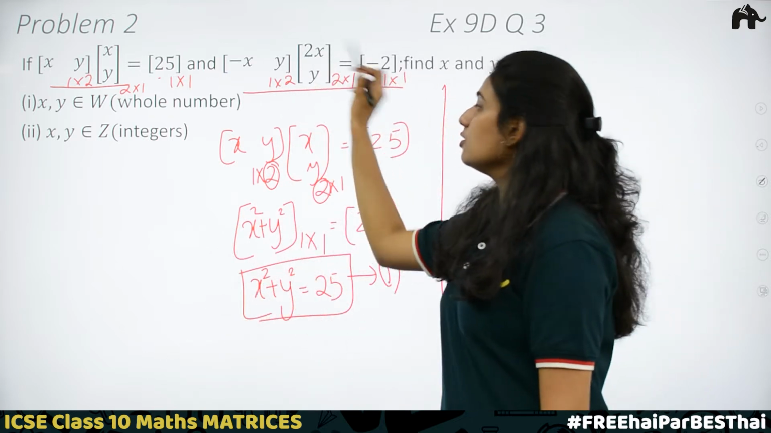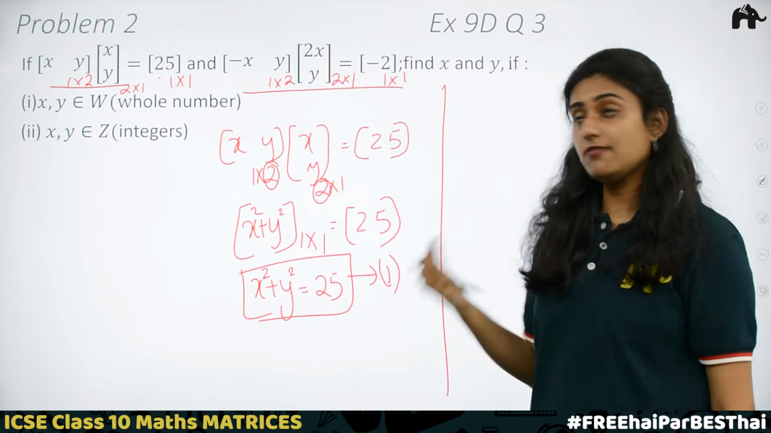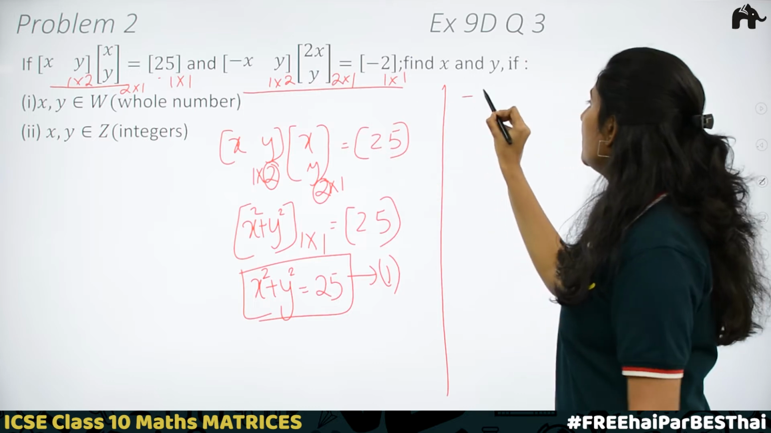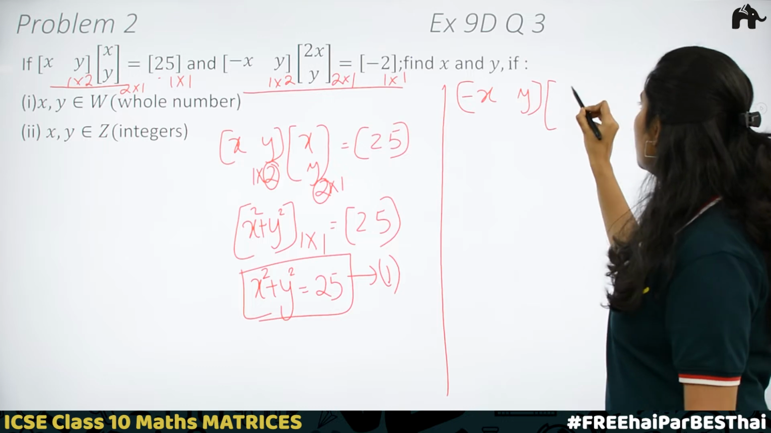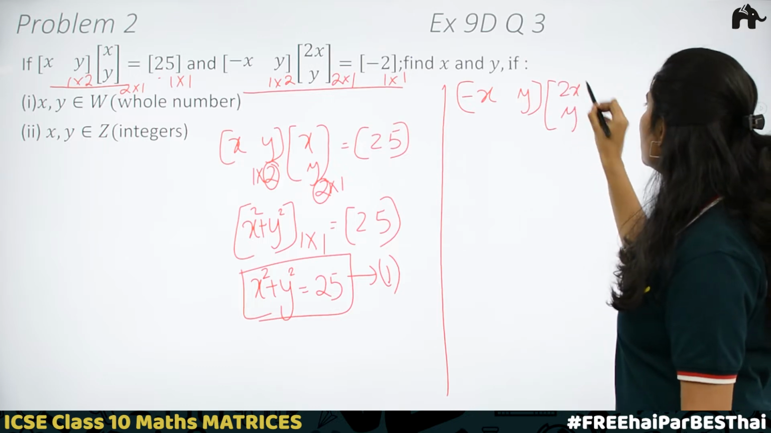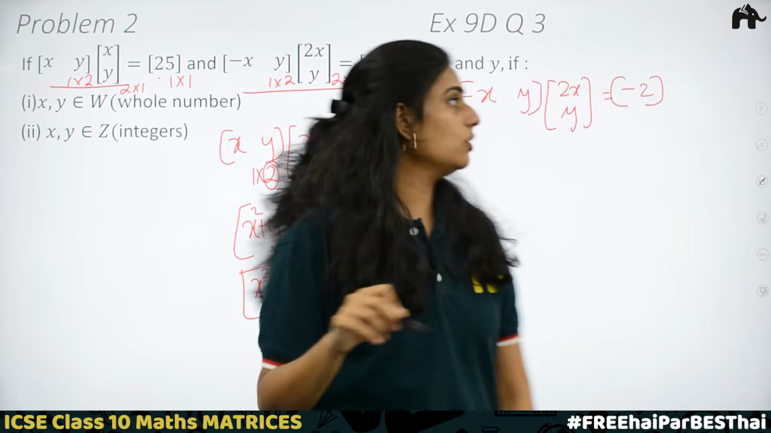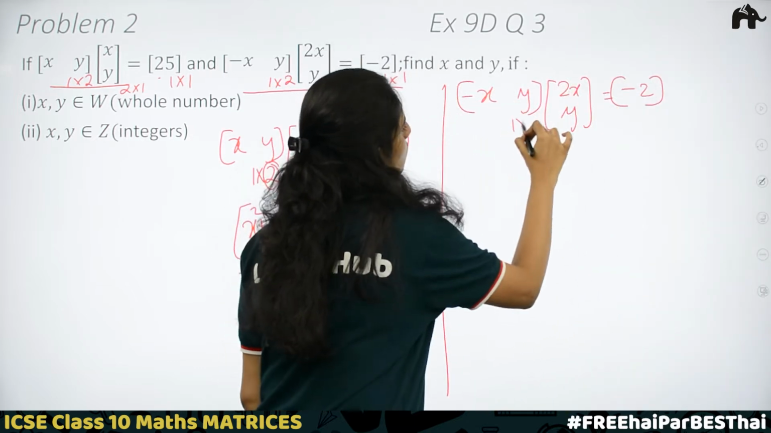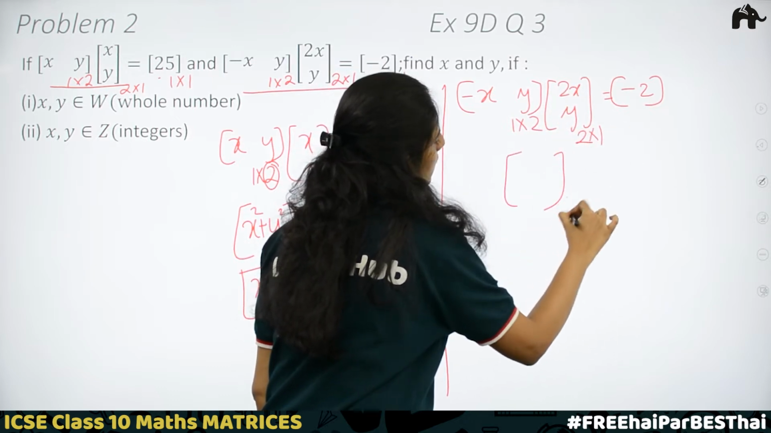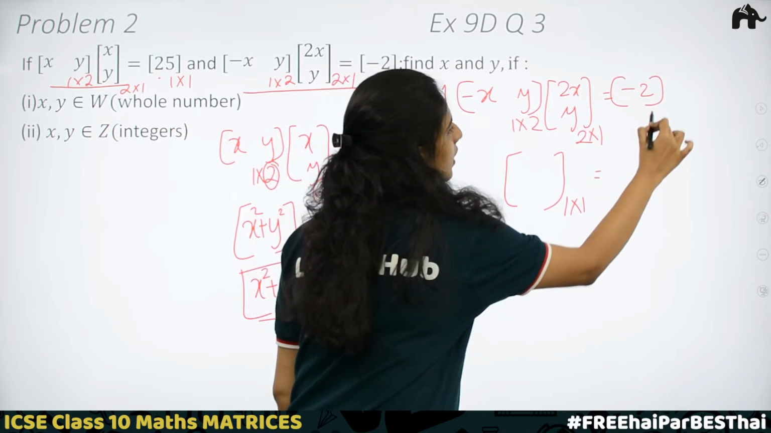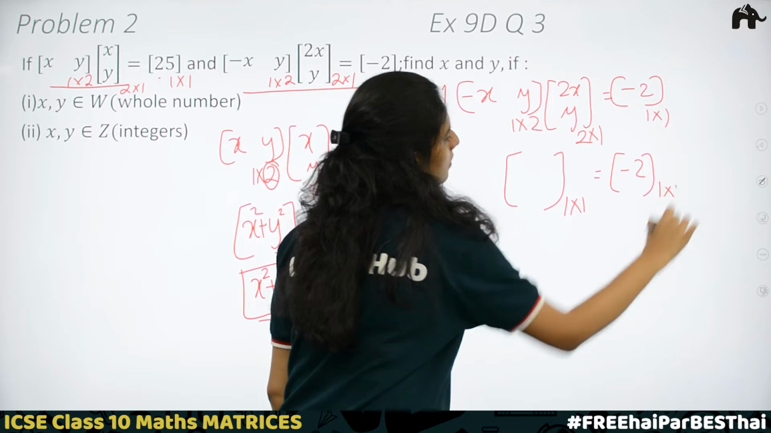When you solve this, you will be getting another equation. Equating both these equations will give x and y. Here we have [-x y] into matrix [2x y] transpose is equal to [-2]. What about the order? This is a 1 by 2 matrix. This is a 2 by 1 matrix. Therefore, the product matrix should be a 1 by 1 matrix, which is equal to a 1 by 1 matrix, that is minus 2. Okay.